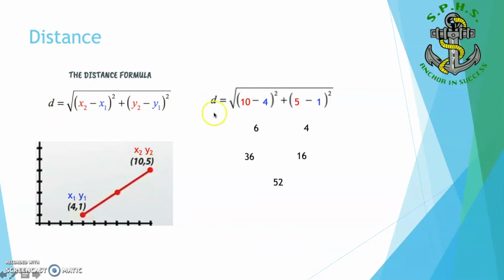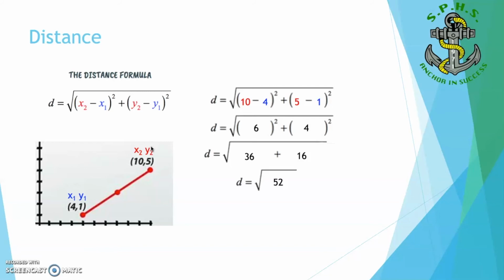Already labeled, so it becomes 10 minus 4 squared plus 5 minus 1 squared, right? 10 minus 4 is 6. 5 minus 1 is 4. 6 squared is 36, and 4 squared is 16. 36 plus 16 is 52, and the square root of 52 to the nearest 10th place is 7.2 units. We have calculated the distance from here to here as 7.2 units.